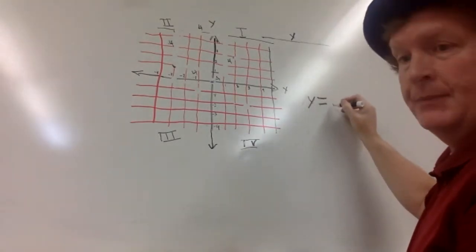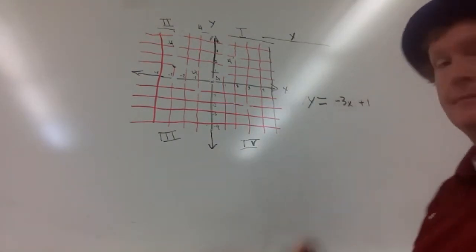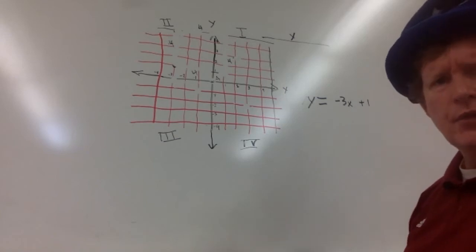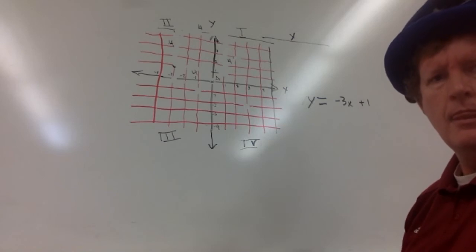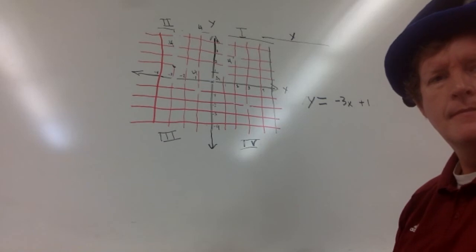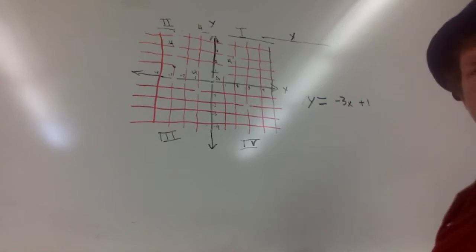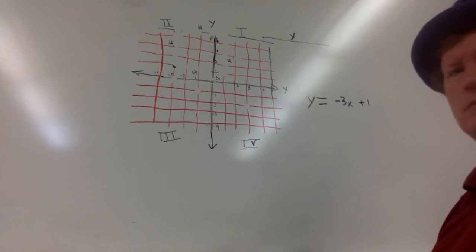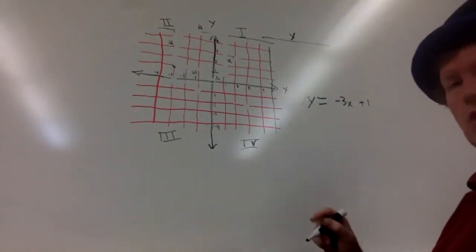Y equals negative 3x plus 1. Okay? What's our first step? What do we do first? Somebody tell me. Jamie, what do we do first? Would you put the 3 as a positive number and then subtract it from the 1? Close. We got to do that.